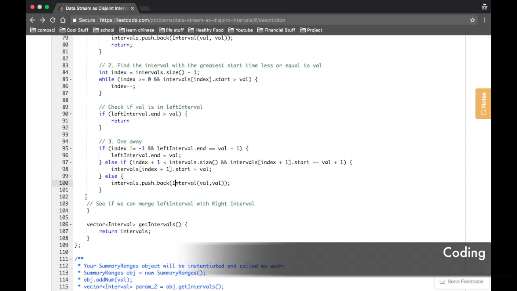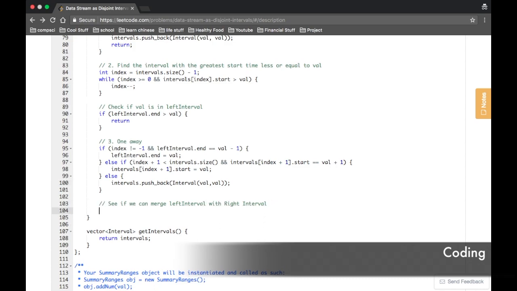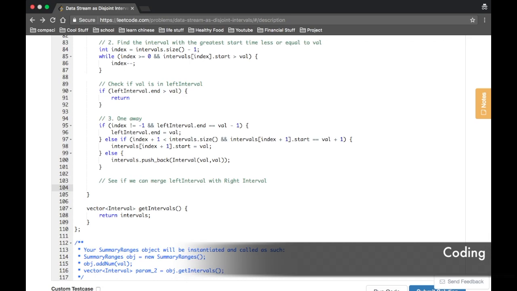Okay. And then finally, at the end of this, we have to check if we want to merge the two intervals. So first of all, we have to do these checks again, if both intervals exist. So if index is not equal to -1 and index plus 1 is less than intervals.size, then we have to check intervals at index dot end. So how do we check if we want to merge them? Well, the end and the start have to be the same. So we do intervals at index.end equal to intervals at index plus 1 dot start.